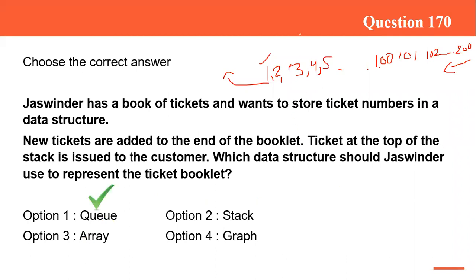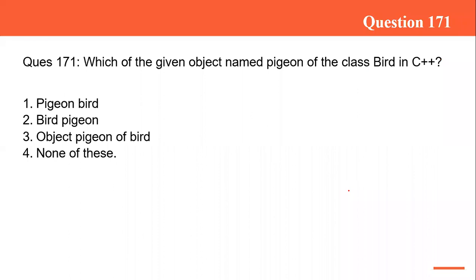I hope you understood what I said. Inserting the extra tickets is done at the end. Issuing of the tickets is done at the beginning. Okay, very simple one. The answer is 1. Perfect. Going to the next one.